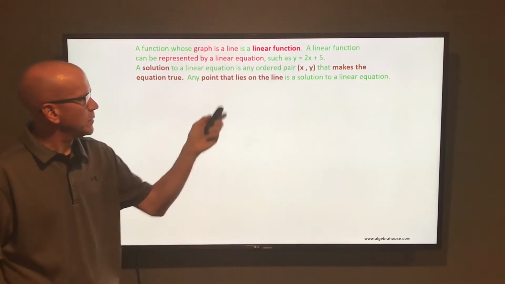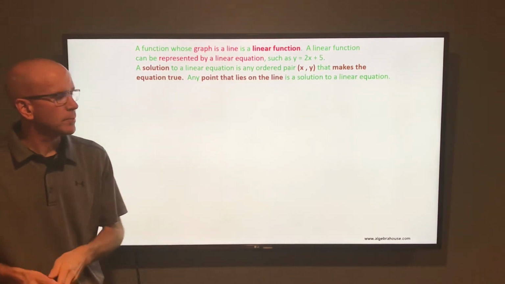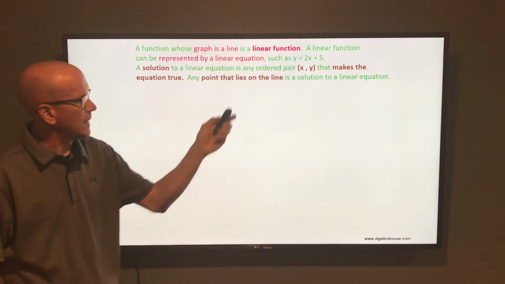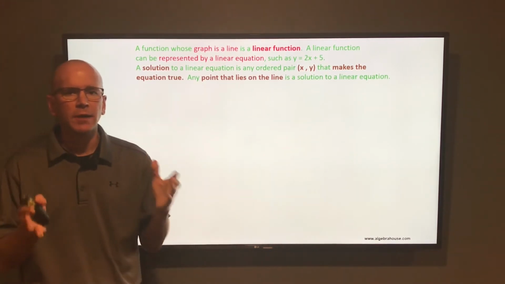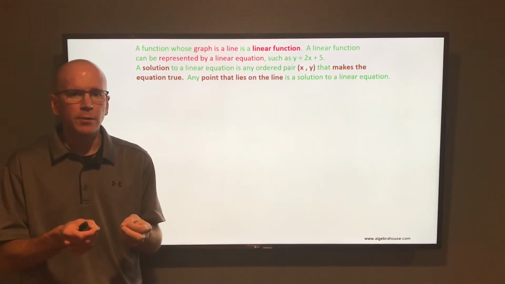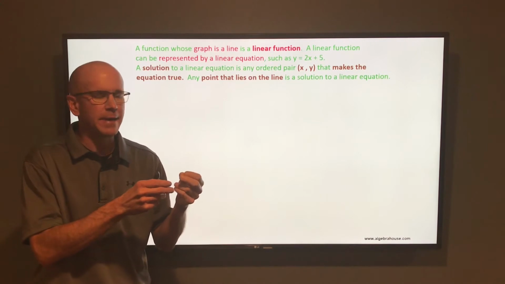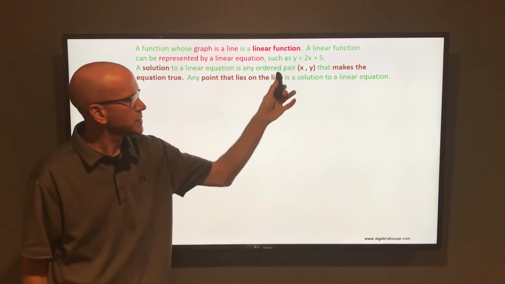A solution to a linear equation is any ordered pair xy that makes the equation true. Any point that lies on the line is a solution to a linear equation. So if you have a line and a point that lies on that line, take those xy coordinates, substitute them into that linear equation, and it will make a true statement. Both sides will equal each other.